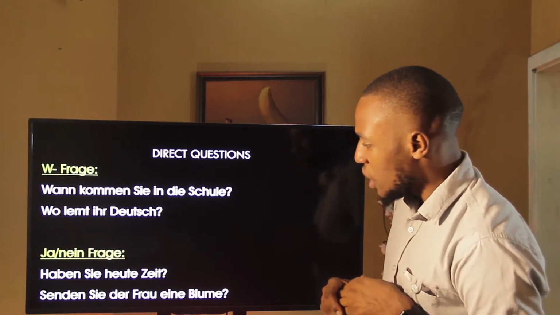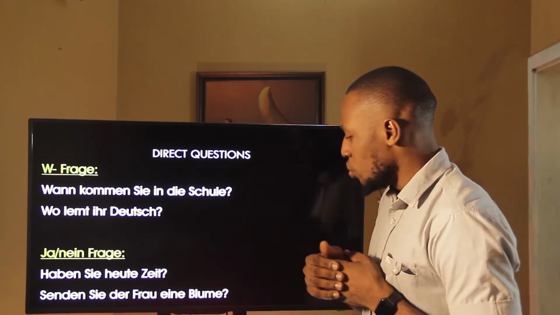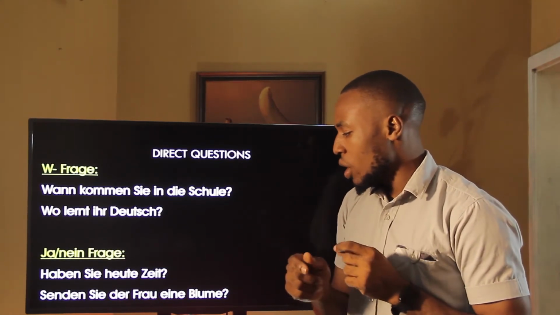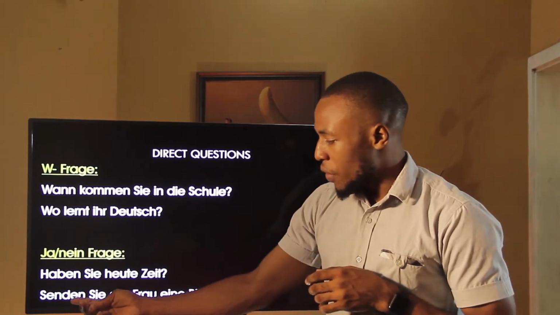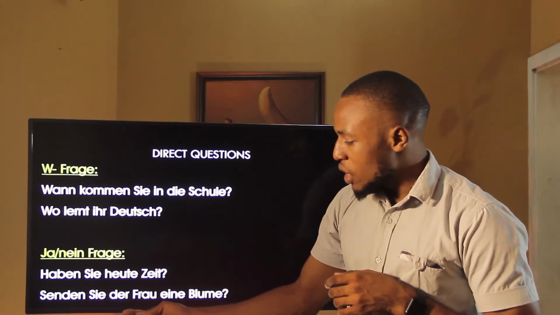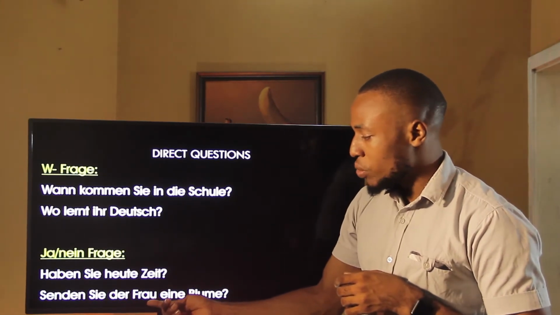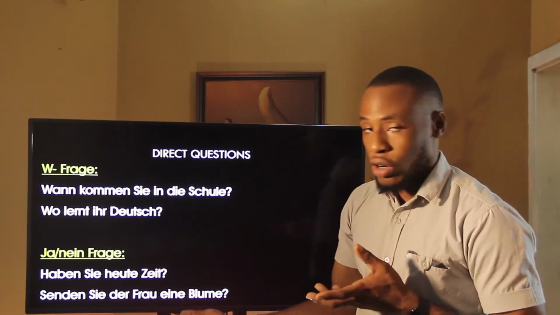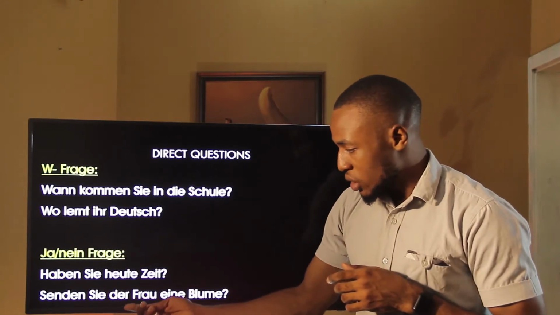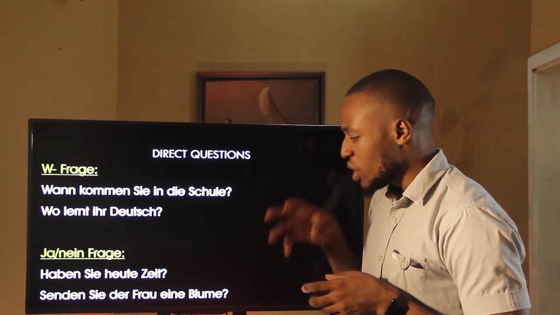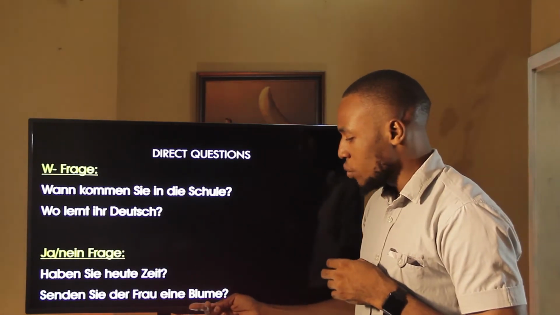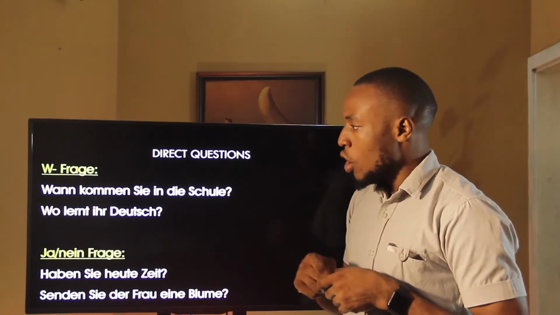Now the next one we'll have here is, senden Sie der Frau eine Blume? Are you sending the lady a flower? If you look closely, we'll have the verb, in this case, conjugated in the first position. We'll have the subject, and then we'll have der Frau, which is the indirect object of the sentence, the beneficiary of the sentence. Of course, I talked about that in the previous class when we treated dative, that this, in this case, is the indirect object of the sentence, the beneficiary of the action. And finally, here we have the direct object, which is the flower.